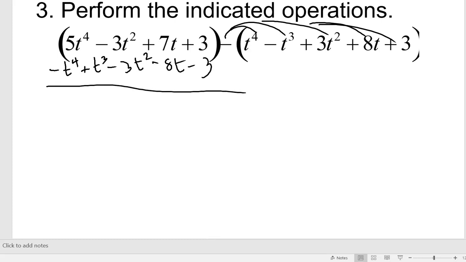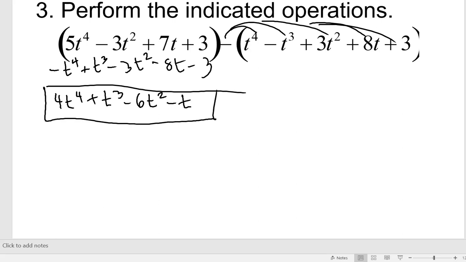So now that I've lined up the like terms, 5 minus 1, 4t to the fourth, negative 3 plus 1, negative 2, 7 minus, oops, did I mess up? See, I already did. Those are not like terms, are they? Bring down the plus t to the third. Now negative 3 does not make 0. Don't just cross those out. Negative 3 minus 3 is minus 6t squared. 7 minus 8 would be negative t, and 3 minus 3, those do cancel out. So that would be our answer in descending order.